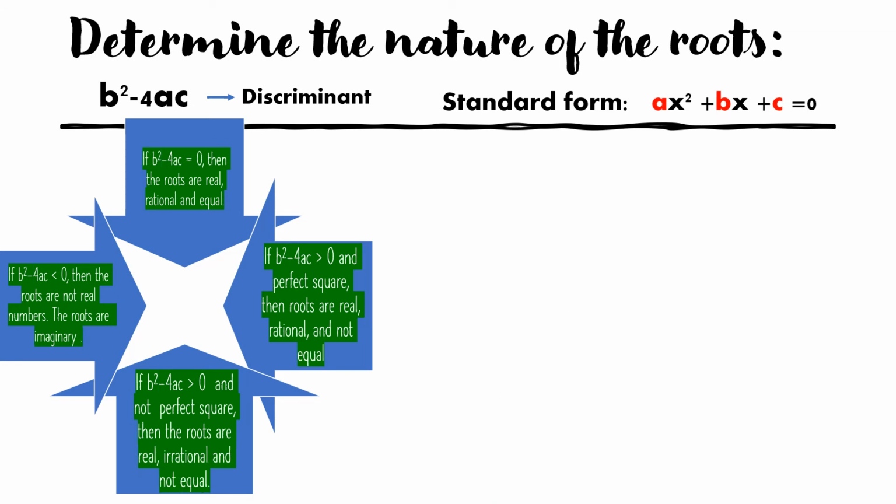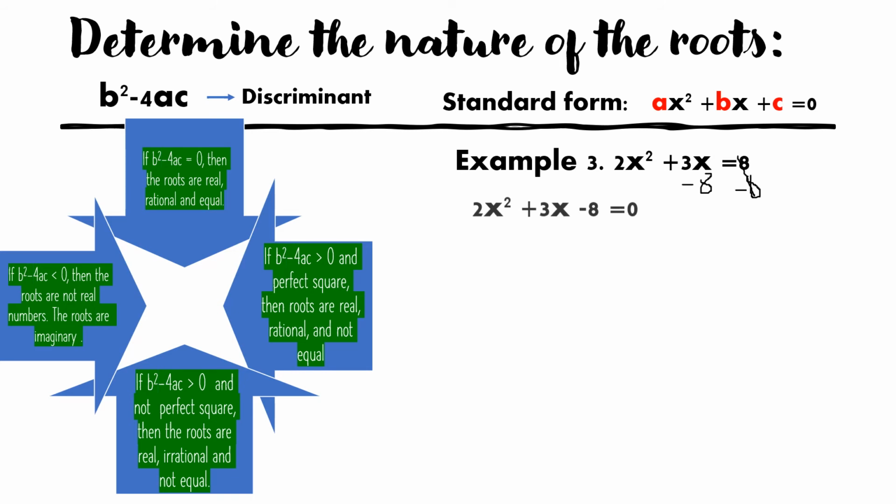Okay. Next, 2x squared plus 3x is equal to 8. This one is not in standard form yet, so we need to eliminate this 8 and move it onto the left side of the equation, and this should be 0 here. So what we are going to do is add negative 8 on both sides of the equation. So this becomes 0. So what we have now is 2x squared plus 3x minus 8 is equal to 0.